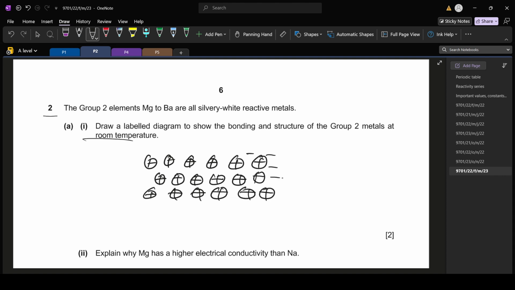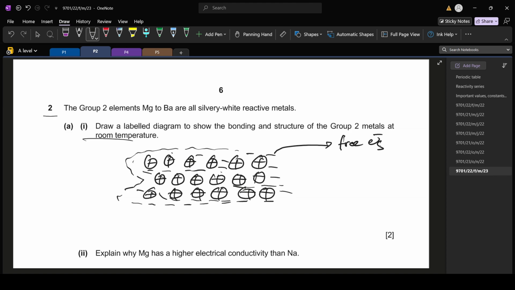So this is your metallic bonding. It's actually the lattice of positive ions in a sea of electrons. So these are your free electrons, or you can say delocalized electrons, and these are your ions, positively charged ions.